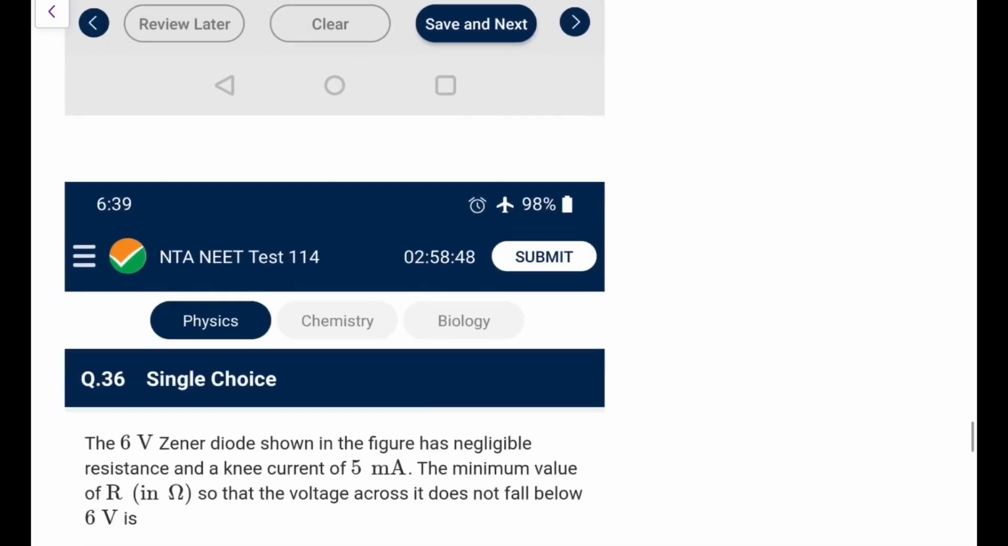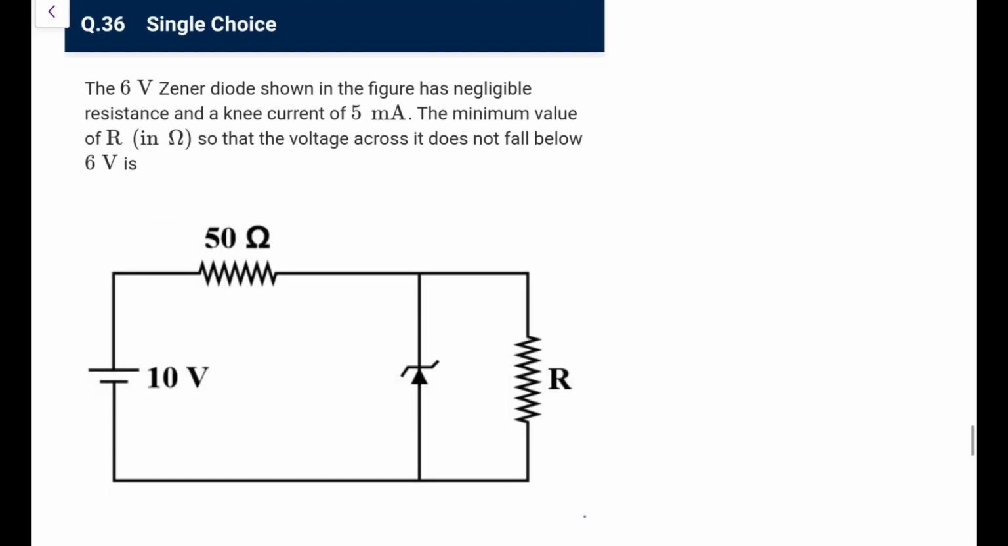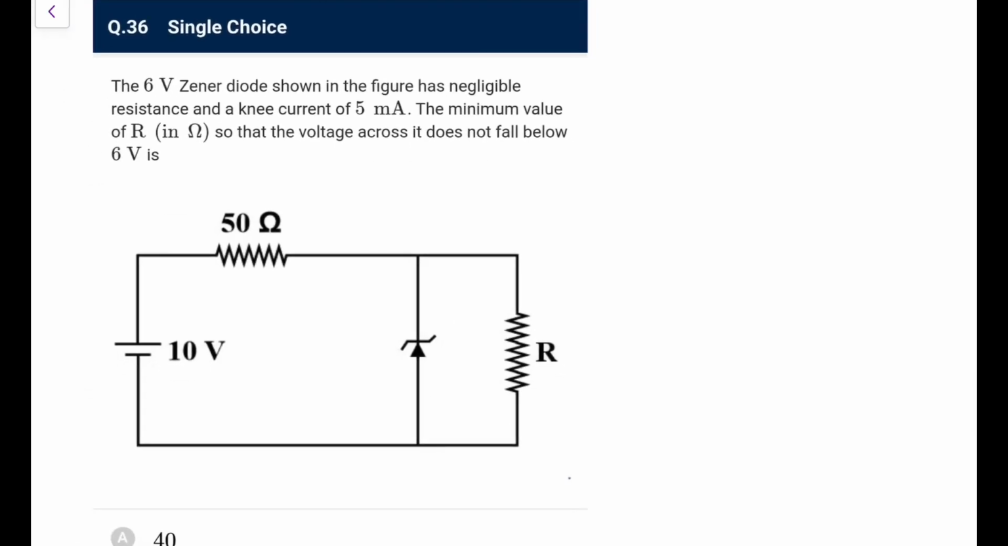Next one, the 6 volt Zener diode shown in the figure has negligible resistance and a knee current of 5 milliampere. The minimum value of R, so that the voltage across it doesn't fall below 6 volt. So it doesn't fall below 6 volt. So what we have, if it is in the limiting case it is 6, it would be 4.